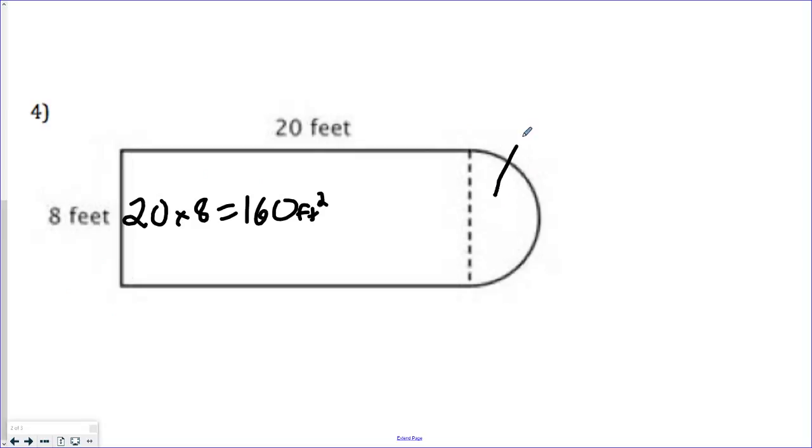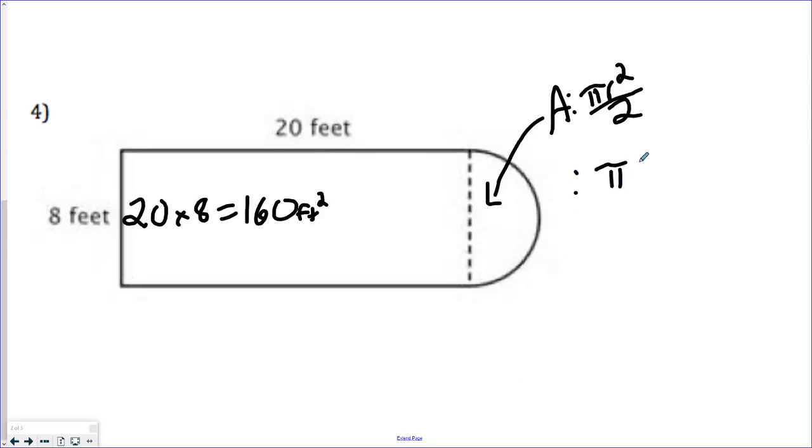So how do I get the area of this half circle? Well, the area of a full circle is pi r squared. That's the area of a full circle. So to get the area of a half circle would be pi r squared divided by 2. Sounds simple enough. Just do the area of a full circle and then cut it in half. So let's go ahead and do that.